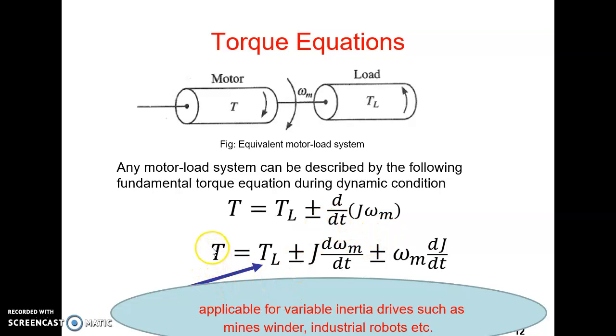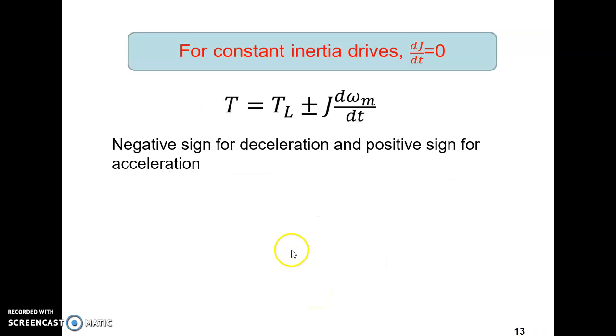If we differentiate here the two variables J and omega, ultimately we will get the total torque T equal to load torque plus these dynamic torques. For a constant moment of inertia, the term dJ by dt equal to 0, so we will get T equal to TL plus minus J d omega by dt. In this case, the positive sign represents the acceleration of the motor, and the negative sign represents the deceleration of the motor.